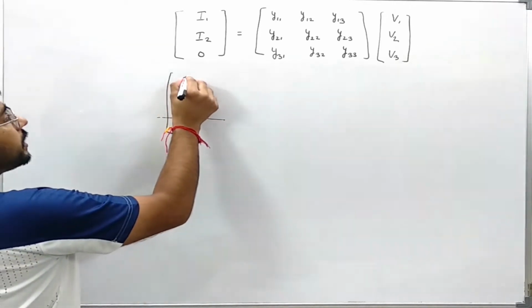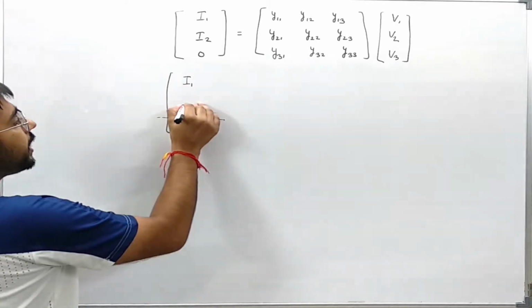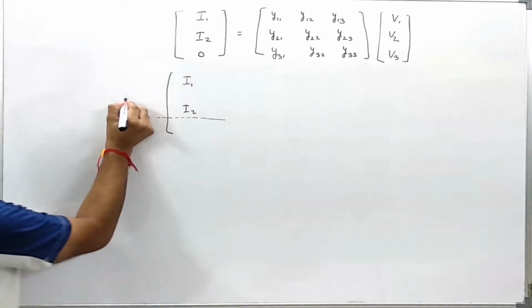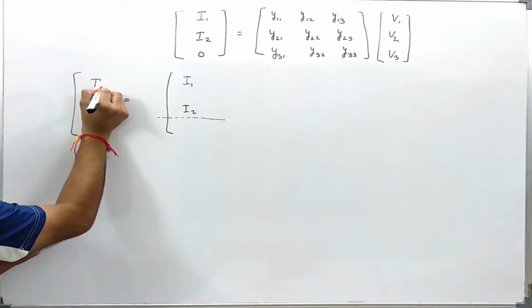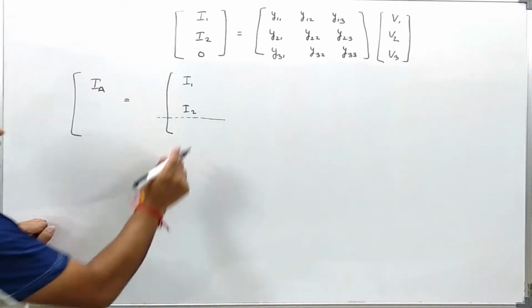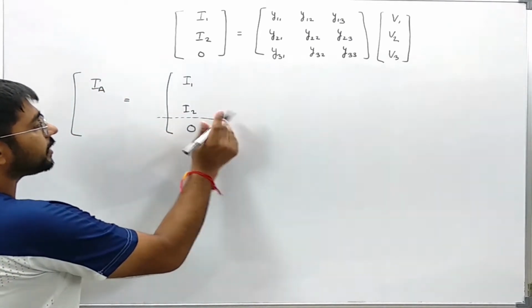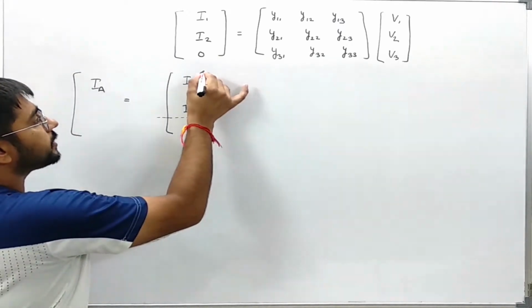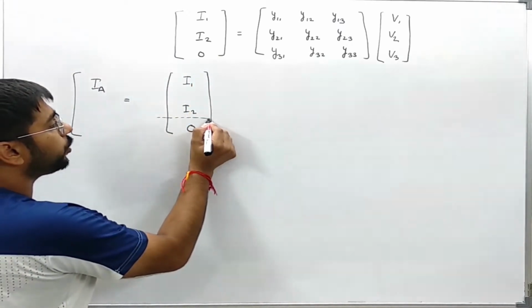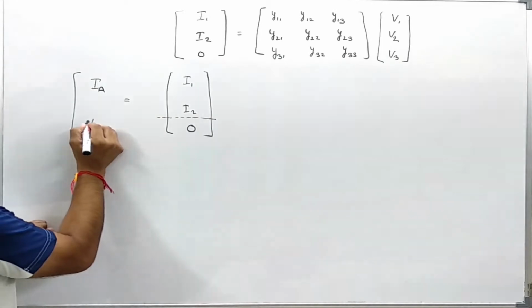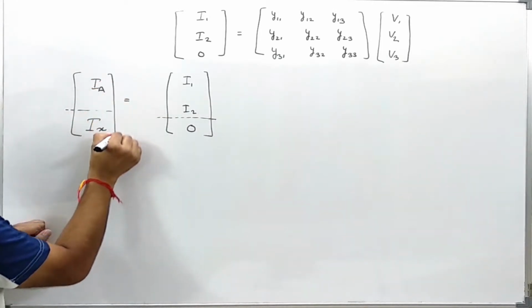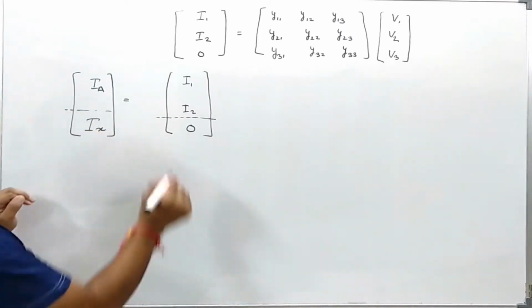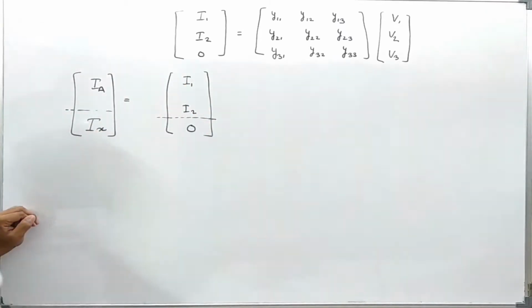Let us say like this, I1, I2, and I call it a vector IA. And this is separated like this. So I have partitioned this current vector into 2 parts, IA and IX, where IA is a 2 by 1 vector having I1, I2.